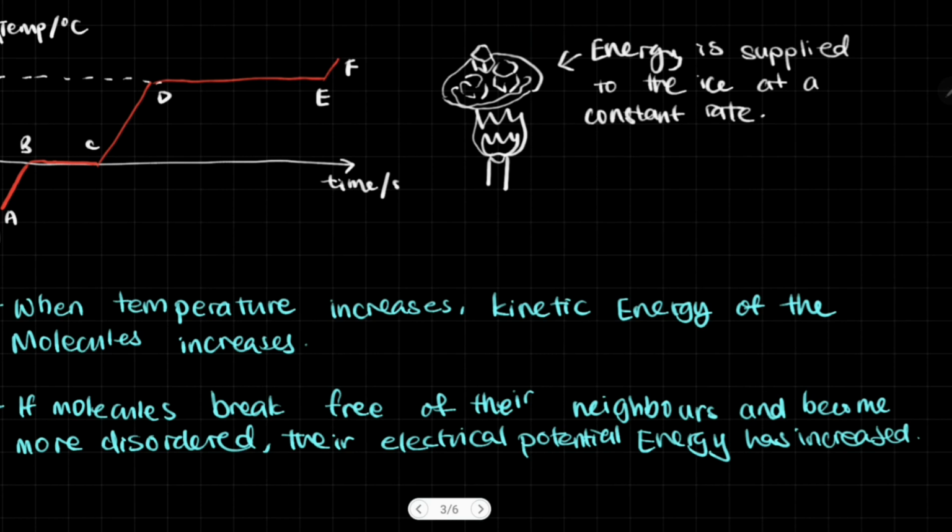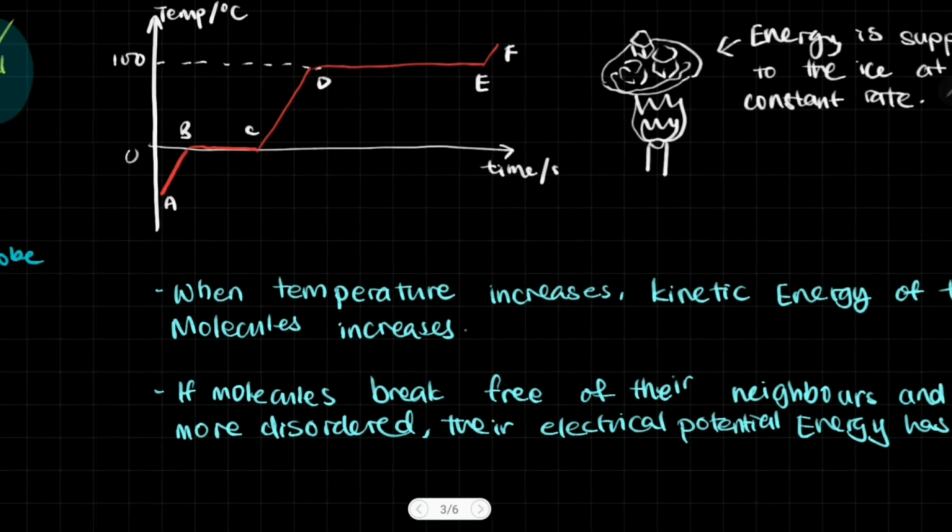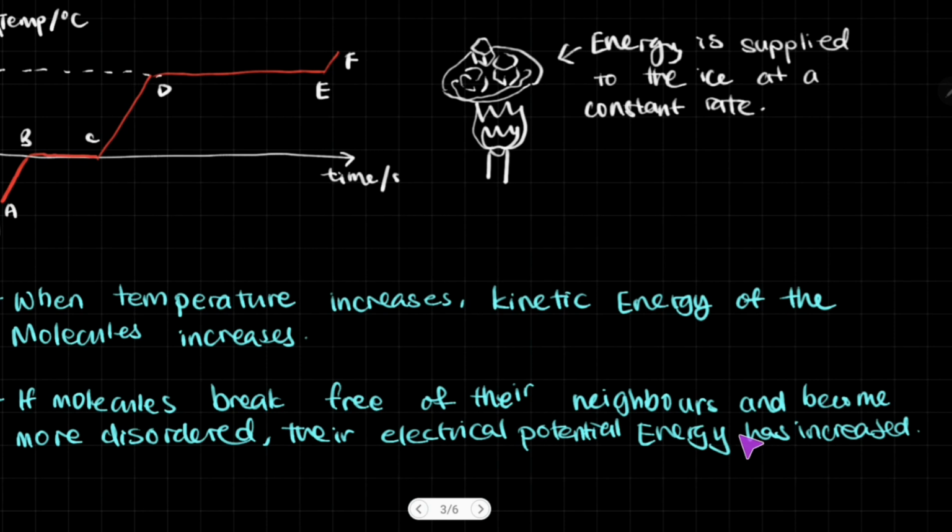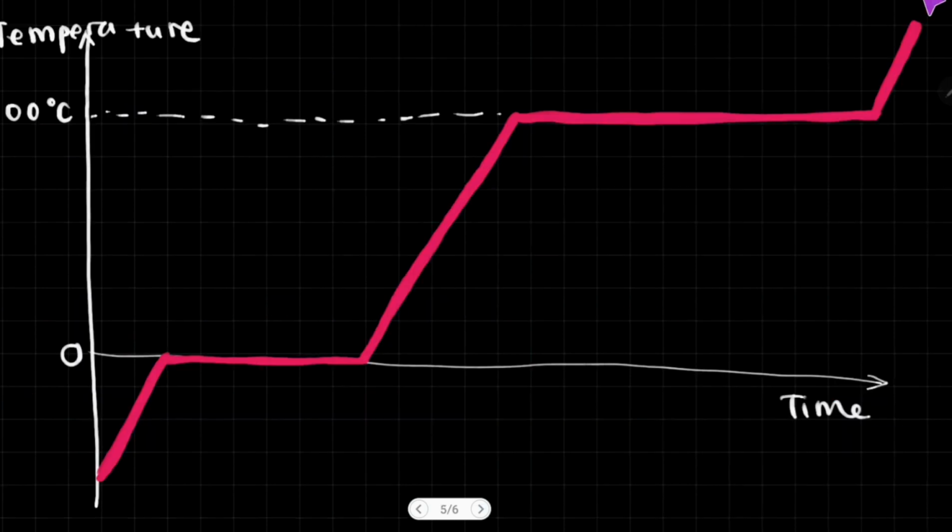So we can read the two statements. It says, when temperature increases, kinetic energy of the molecules increases. If the molecules break free of their neighbors and become more disordered, their electrical potential energy has also increased. So this is basically what the graph was again. And we can take a look at this. This is the boiling point, 100 degrees Celsius. At 100 degrees Celsius, you see that it takes much longer. This period of changing state takes much longer than this period.